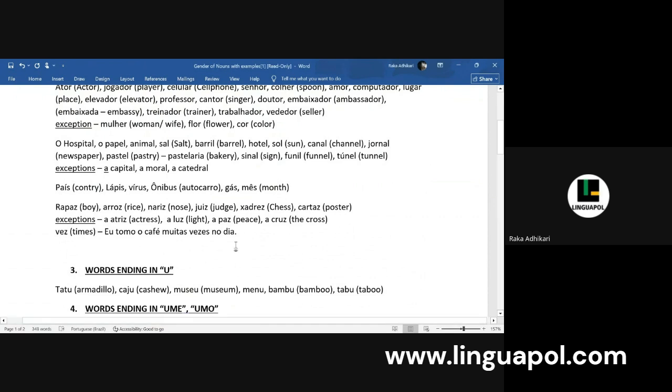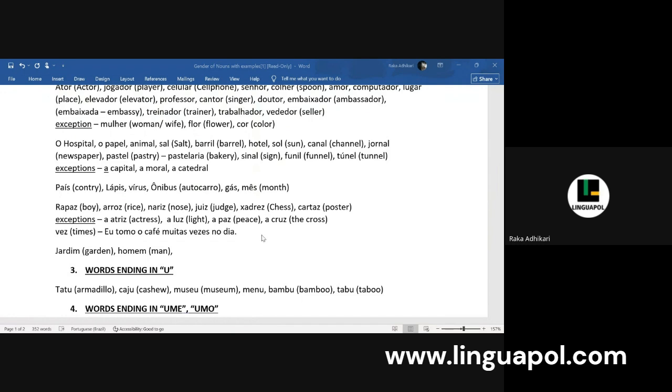So there are words ending in M or N that can be masculine. Like jardim. What is the meaning of jardim? Garden. Yes. And what do you call a man in Portuguese? Somebody wrote the word in the chat box as well. What is man? Yes. Homem. So these are all masculine words. They end in M and they are masculine.